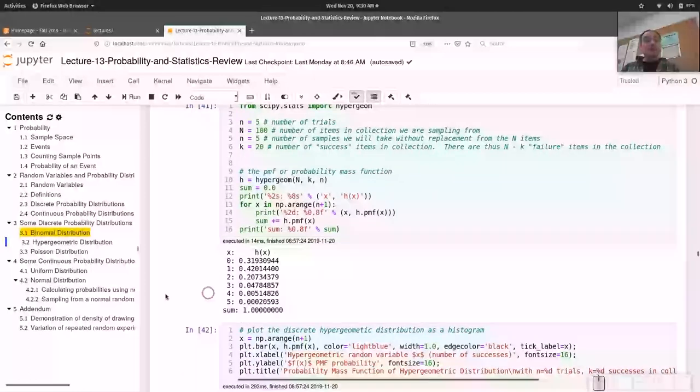Here's our total discrete distribution for this hypergeometric that we just described. There's a 42% chance of drawing 1 white ball. 31% for 0, so there's a 72% chance, if you look at the cumulative, of getting only 0 or 1 success, right? And then the other 30% chance is getting 2 or more, basically.